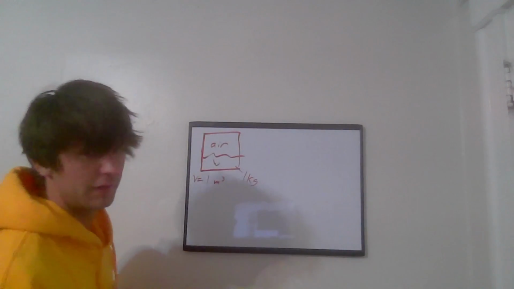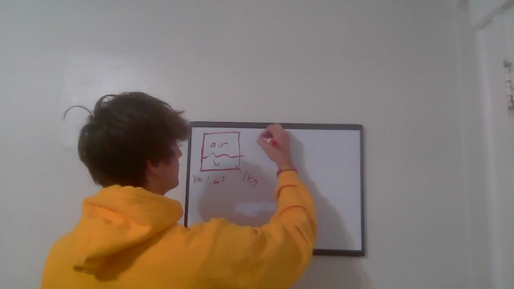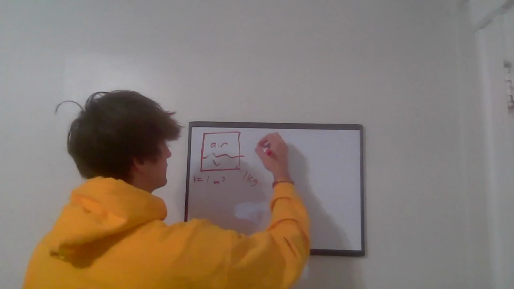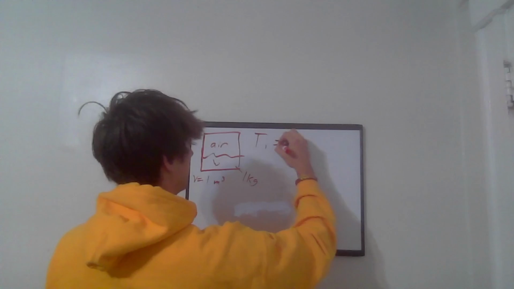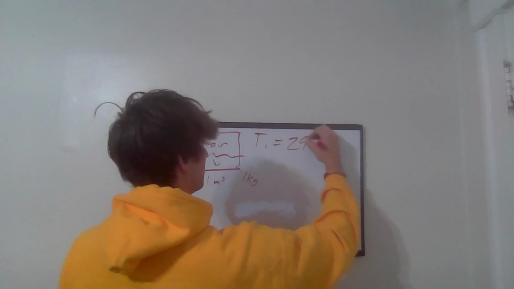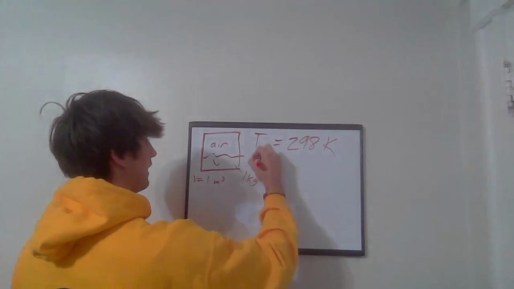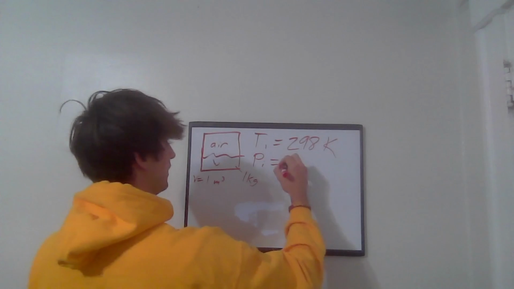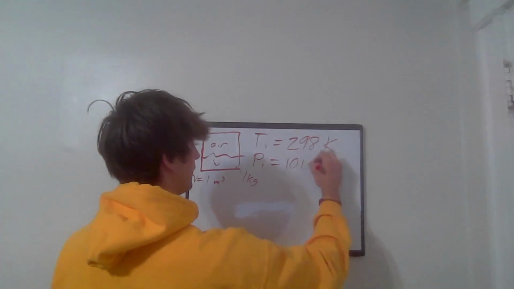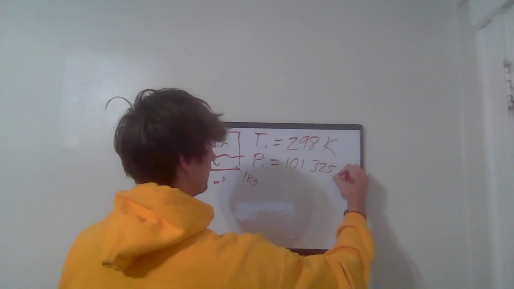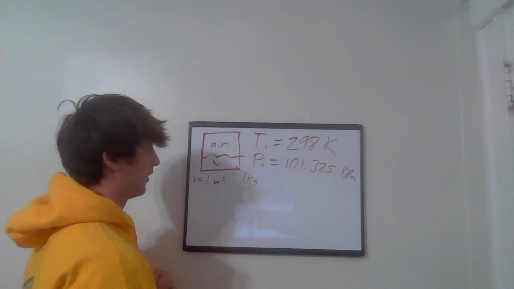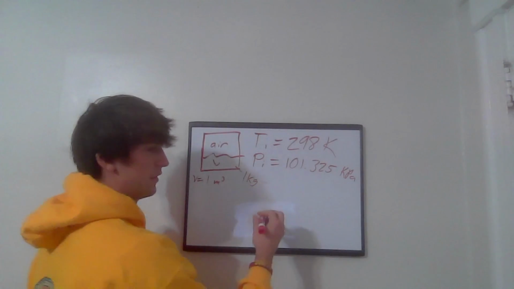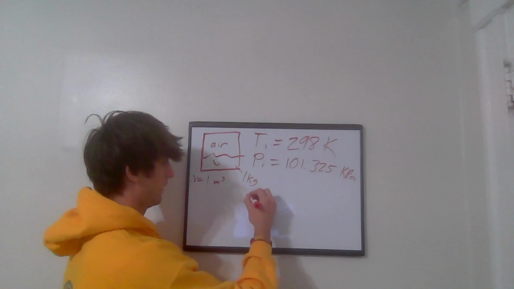Water weighs 1 kilogram, and then we're given an initial temperature of 298 Kelvin, and an initial pressure of 101.325 kilopascals. And then we're also given, in the start of it, another pressure.